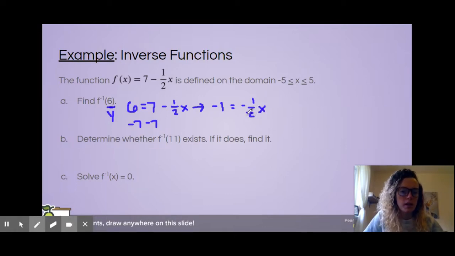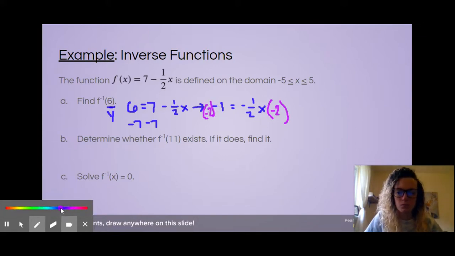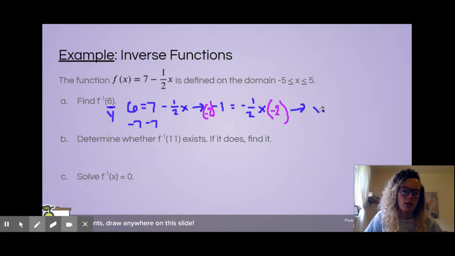And then to get rid of that -1/2, you can do a lot of different things. I tend to multiply both sides by whatever the denominator is. So in this case, I'll multiply both sides by 2, or -2, to get rid of that negative at the same time. You could also divide both sides by -1/2, and that would do the same kind of deal. So then I would have x equaling +2.